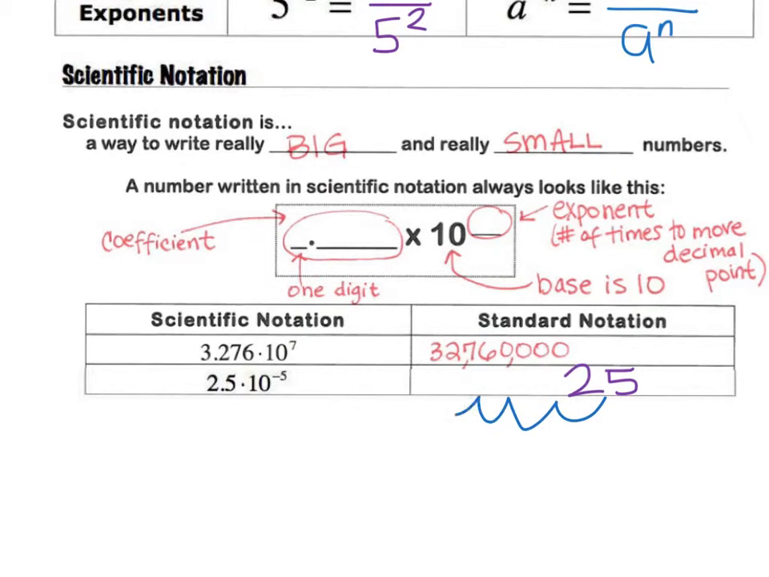1, 2, 3, 4, 5. That's where my decimal point will go. So I need to add on here 1, 2, 3, 4 zeros. So in standard notation, 2.5 times 10 to the negative 5 is equal to 0.0000025. So again, since a negative exponent really means division, when we see a negative exponent in scientific notation, we're going to move the decimal place to the left instead of to the right.